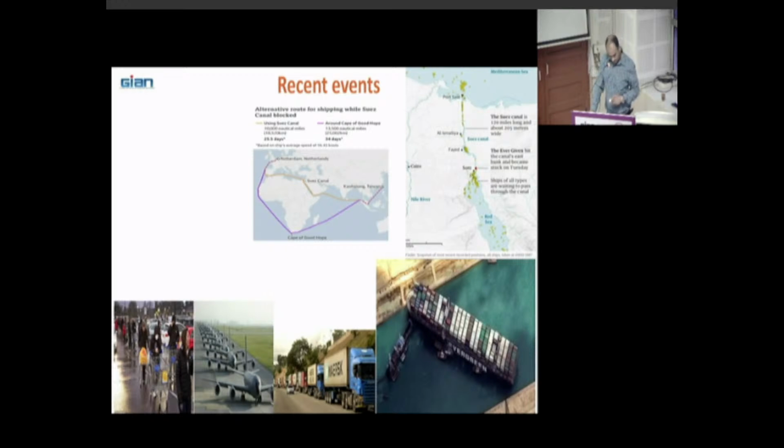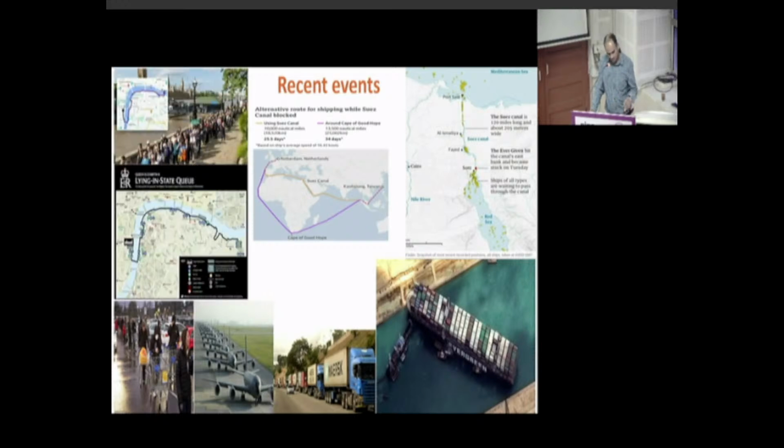Okay. Why am I showing these examples? Supply chain optimization and simulation. Because if this kind of unexpected event occurs, then you need to find the alternative route considering whatever resources you have. Okay. Another example is this one.